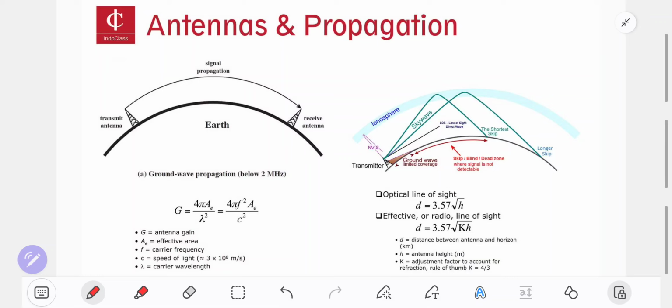Do you know the function of this antenna? If you see on your left, antenna can be used for wireless communication, and for broadcasting, for navigation, and for satellite. After we know the concept of antenna, and then we go to the propagation concept.